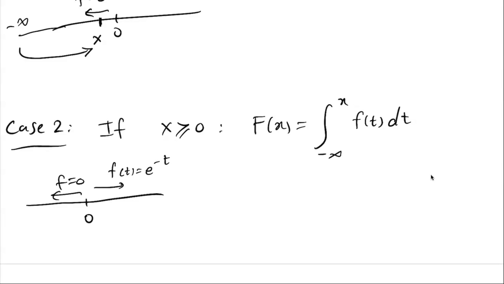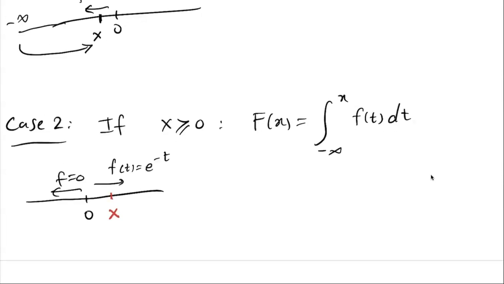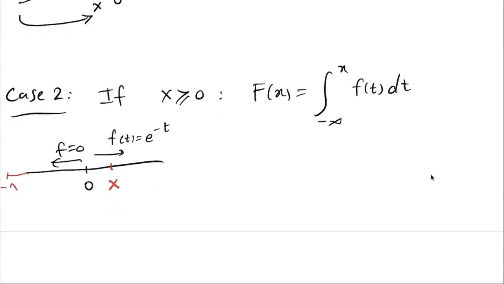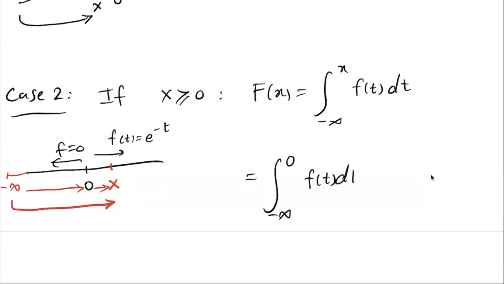And in case 2 here, I'm assuming x is something bigger than 0. So x could be here. So if I start from minus infinity, I want to move all the way to x. So I can first move all the way to 0 and then 0 to x. So that means I can break down my integral into the integral from minus infinity to 0 of f of t dt, plus the integral from 0 to x of e to power minus t dt.